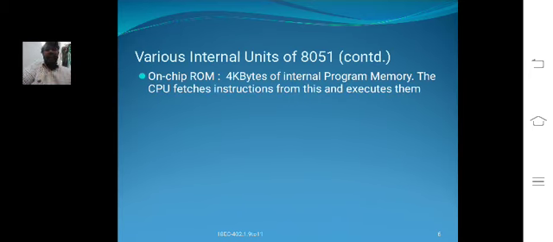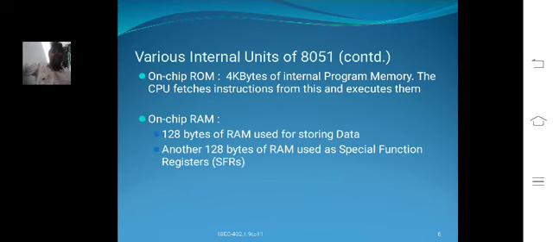Next is the on-chip ROM. It has 4 kilobytes of internal program memory, and the CPU fetches the instructions from this and executes them.